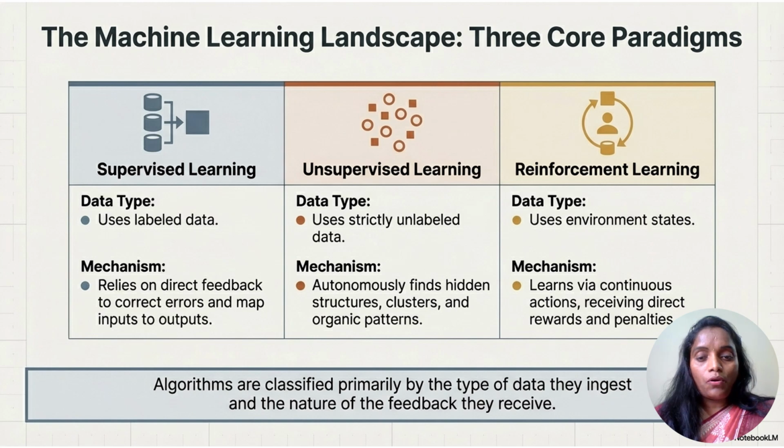So the mechanism involved in supervised learning is direct feedback to correct the errors and to map the inputs to outputs. Whereas in unsupervised learning, it automatically finds hidden clusters, structures, and organic patterns. Coming to reinforcement learning, it learns via continuous actions and receiving direct rewards as well as penalties. So algorithms are classified primarily by the type of data they ingest and the nature of the feedback they receive.